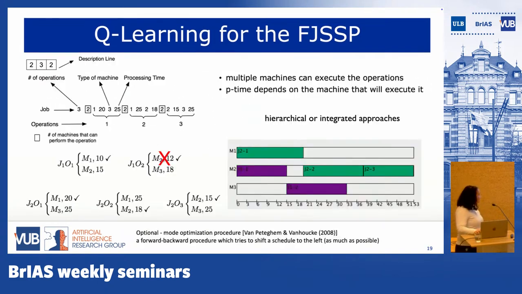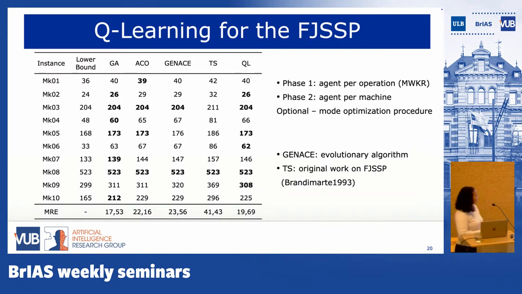Then what we did was to also run some experiments. In the first phase, we assign an agent per operation. In order to take care of the routing, we took into account a dispatching rule that is called most work remaining, so MWKR.